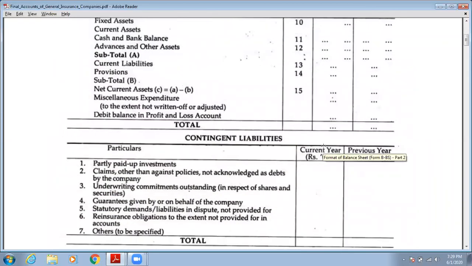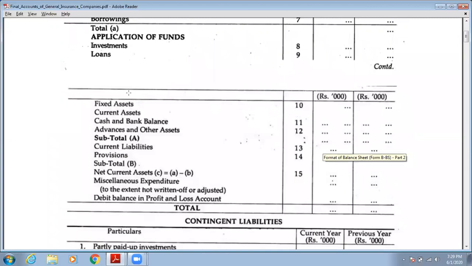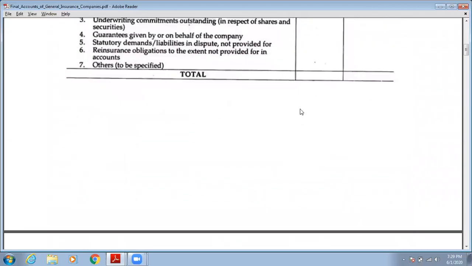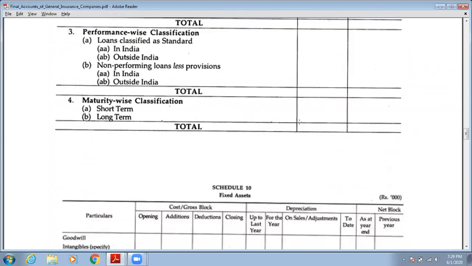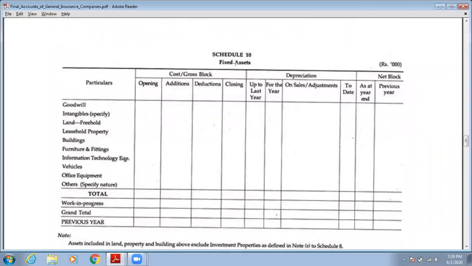Then you will write fixed assets under Schedule 10. In fixed assets you will write all kinds of your fixed assets: goodwill, intangibles, land, lease or property, building, furniture, fittings, information technology equipment, vehicles, office equipment, others. Then work in progress, grand total, and the previous year's total.